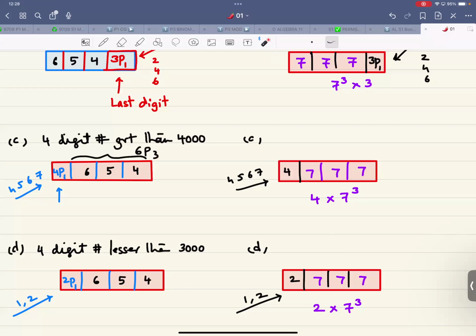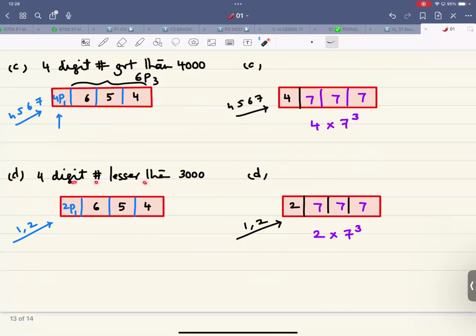6, 5, 4 for the rest. 4-digit number lesser than 3000. Lesser than 3000 will not include 3. It will include 1 and 2, 2P1, and then 6P3.